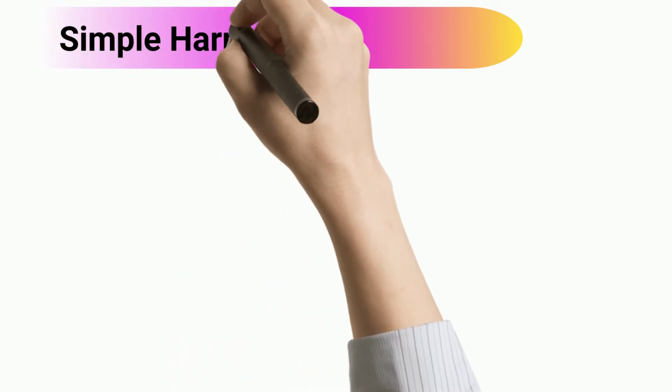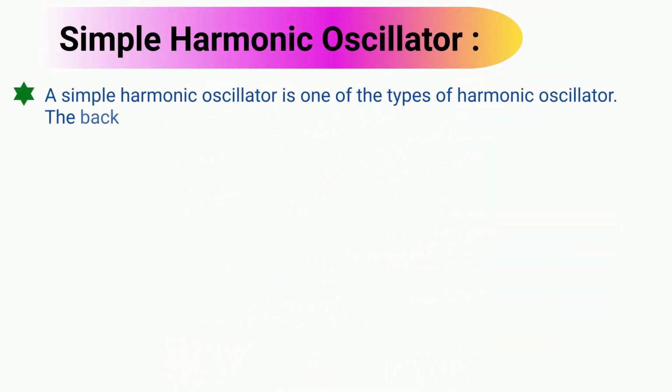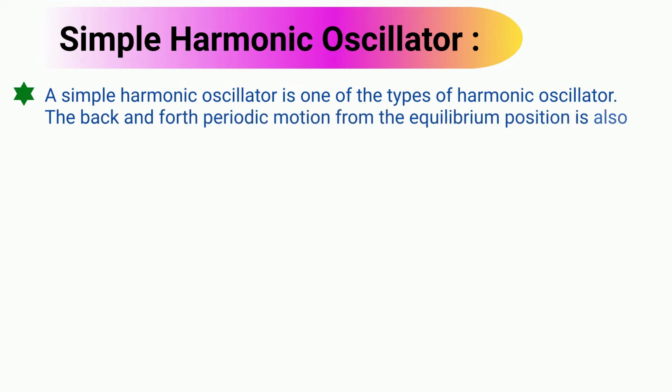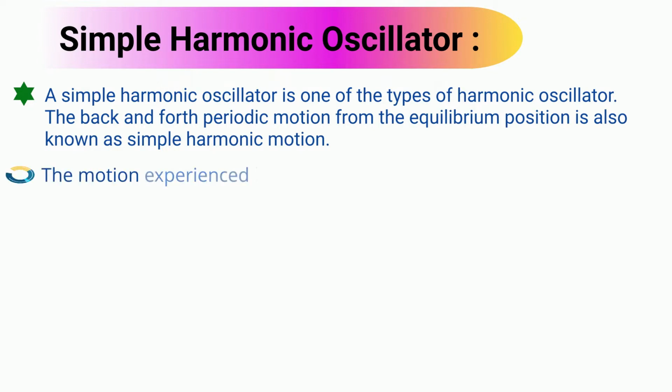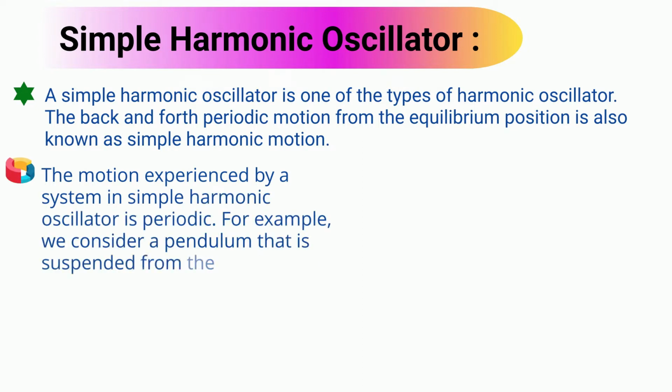Simple harmonic oscillator. A simple harmonic oscillator is one of the types of harmonic oscillator. The back-and-forth periodic motion from the equilibrium position is also known as simple harmonic motion. The motion experienced by a system in a simple harmonic oscillator is periodic.